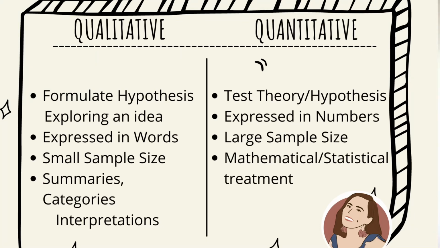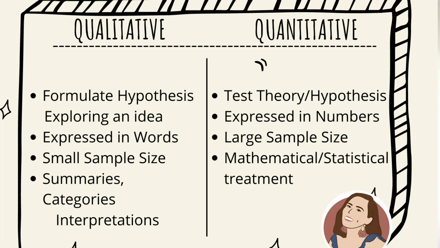So now let's do a recap. When we say quantitative research, it is mainly used in testing theories or hypotheses. And in qualitative research, it's more about formulating hypotheses or looking into ideas or exploring new meanings on things. Quantitative research are expressed in numbers, while qualitative research are expressed in words. Quantitative research involves a large sample size. Qualitative research involves a smaller sample size.